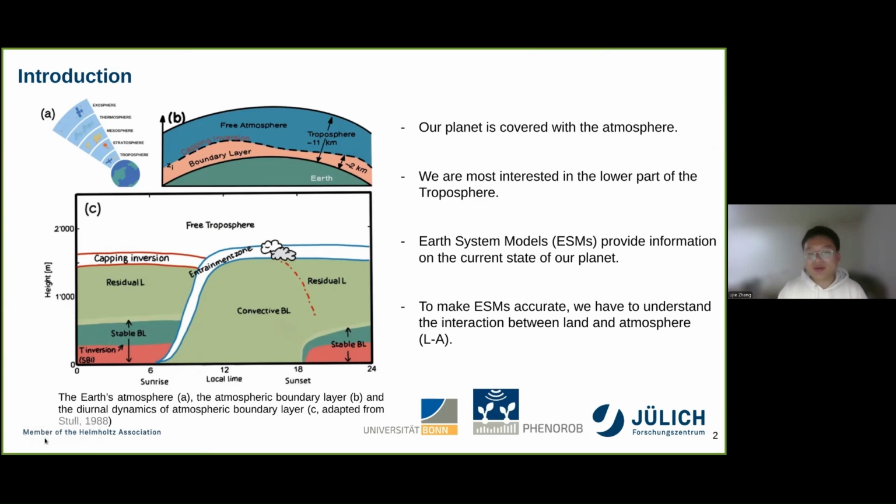So what is the convective boundary layer? Basically, the boundary layer is the lowest part of the troposphere, which can reach a maximum of around 2 kilometers.